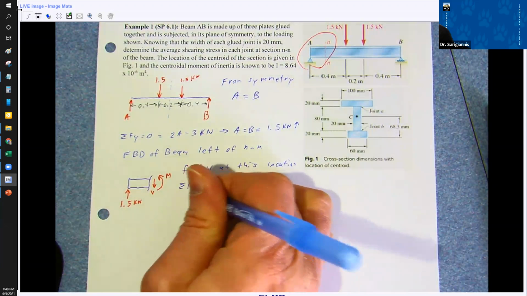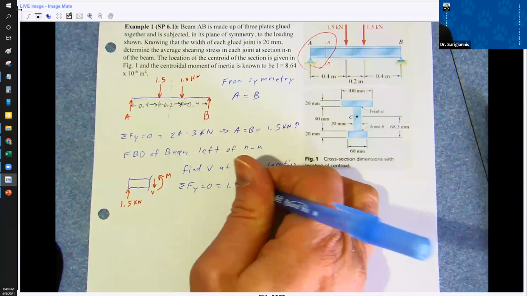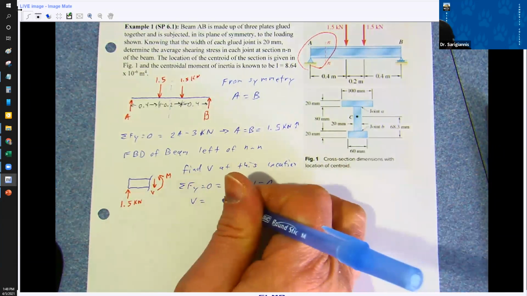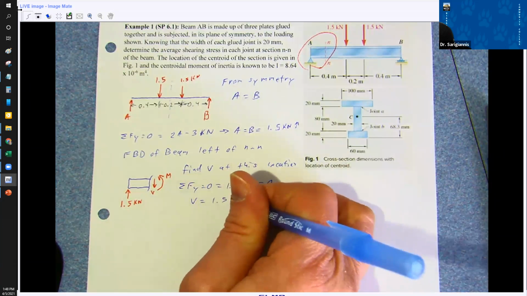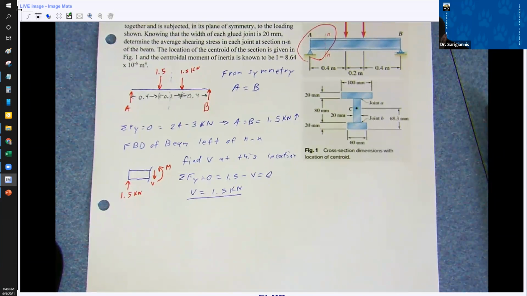Sum of the forces in Y equals 0. We've got 1.5 minus V equals 0. So V is equal to 1.5 kilonewtons. Again, all very basic statics balances so far. So that's our shear force.